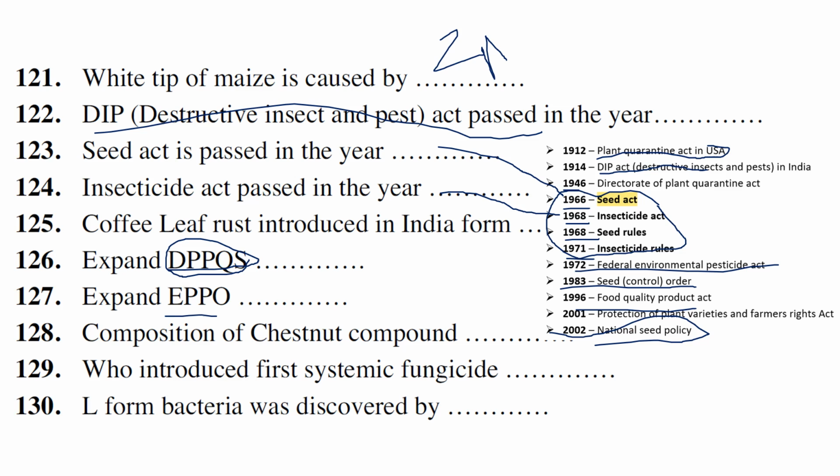What is EPPO? EPPO means European and Mediterranean Plant Protection Organization. I think this question was asked in 2019 probably. EPPO means European and Mediterranean Plant Protection Organization.